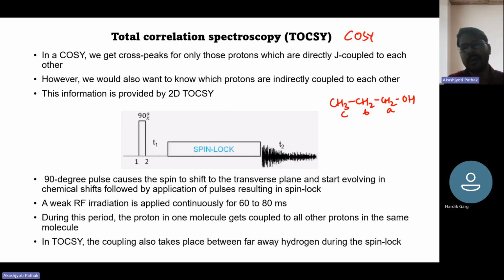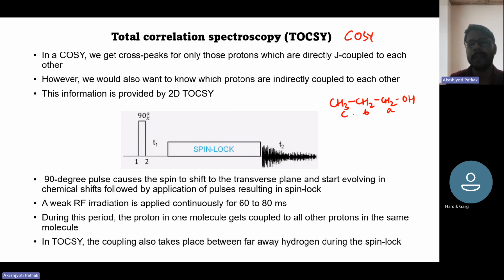That is the disadvantage of COSY: that information can never be obtained through a COSY experiment, because the cross peaks only give us the information whether two spins are directly coupled through a chemical bond or not. But the TOCSY experiment, total correlation spectroscopy, will not only tell us that the A proton is directly coupled to the B proton, but will also give us a cross peak indicating that the A spin is coupled to the C spin via the B spin.